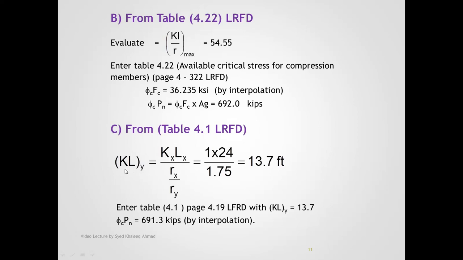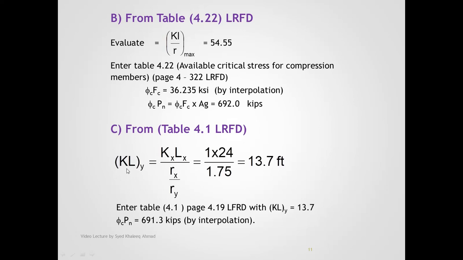In other words, if I write here KLy upon Ry equal to KLx upon Rx, and then I take this Ry to the denominator side, it will be Rx upon Ry here, and then KLx. So we have KL already about the x axis, the length is 24 and the coefficient of effective length is 1. Then we put here the values for Rx and Ry. So this way you will get the effective length in terms of y.